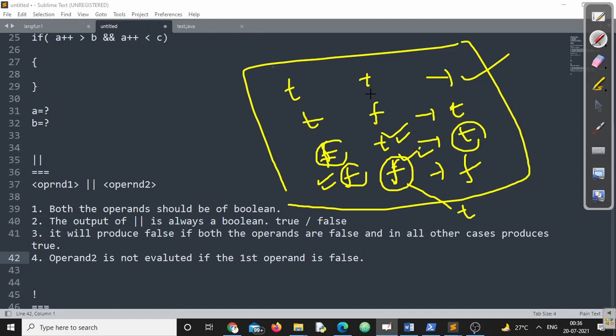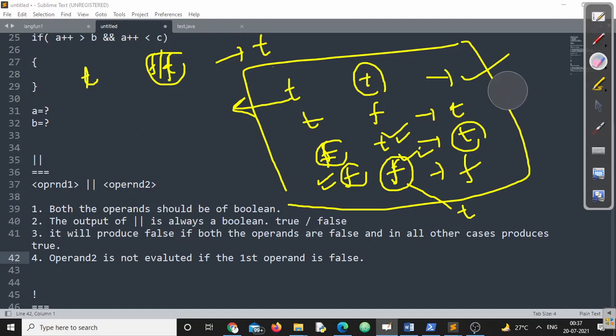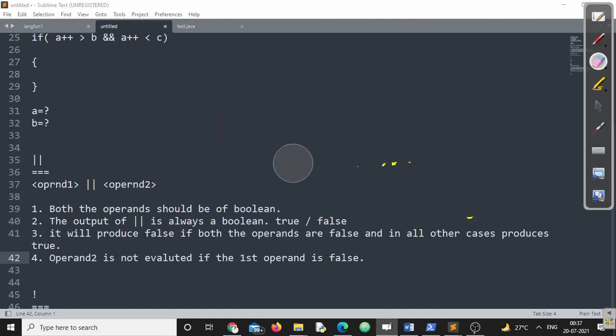The only case when the second operand will not be evaluated is if I found the first one to be true. Can you recall, if the first one is true, it doesn't matter what the second operand is, either it could be false or true. The resultant value will always be true. That means in case of the OR operator, operand 2 will not be evaluated if the first operand is true.